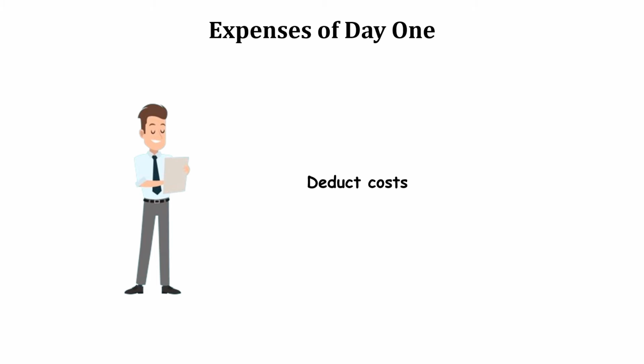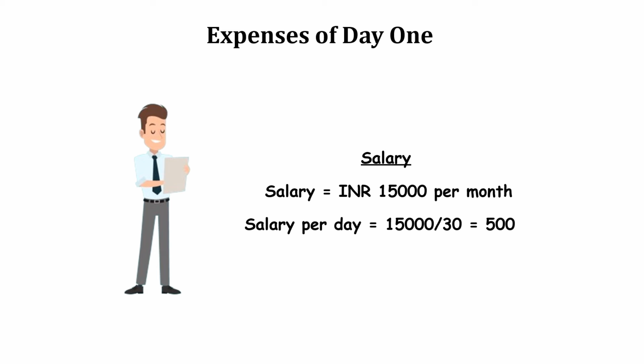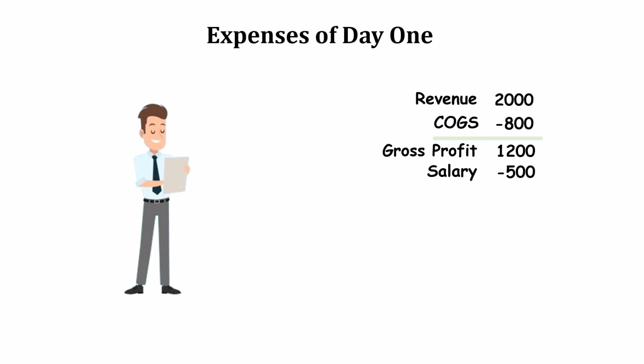Now that you have the gross profit, you also want to deduct other expenses. So you start thinking about what all those other expenses are. The one expense is salary, which is the salary you are going to pay yourself. Let's assume that you are going to pay 15,000 rupees per month as a salary. This is a per month salary. You need to calculate per day salary. So if you divide 15,000 by 30, where we assume the number of days in a month as 30, we get a per day salary of 500. We deduct this salary of 500 from gross profit.